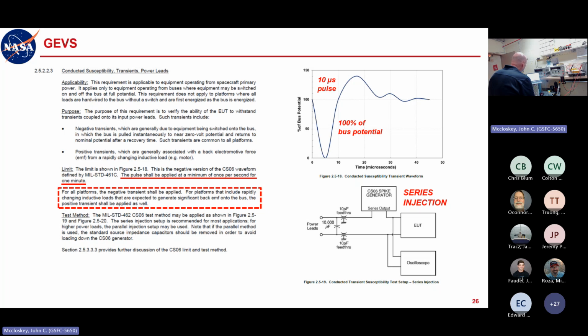but your turn-on transients might take you down to half of bus potential, right? So from 30 down to 15 volts, then okay, apply the negative-going transient to half of bus potential if you've done the engineering work to justify that makes sense. Okay.